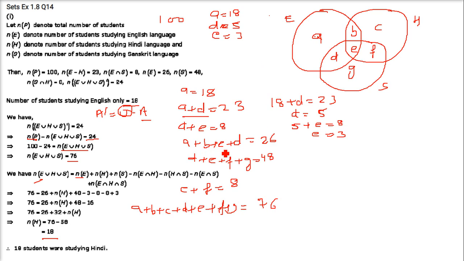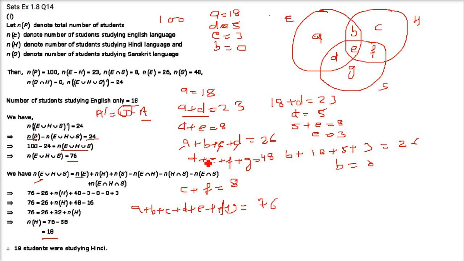Now A plus B plus E plus D. A plus B plus D plus E. So A and D we know: 18 plus 5 plus 3. A is 18, D is 5 and E is 3. We have to find out B. So this plus B equals 26. And 18 plus 5 is 23, 23 plus 3 is 26. B will be 26 minus 26, so B will be 0. I hope you got the idea.